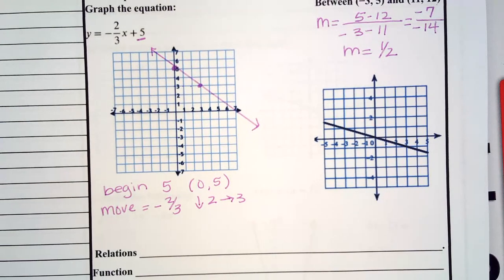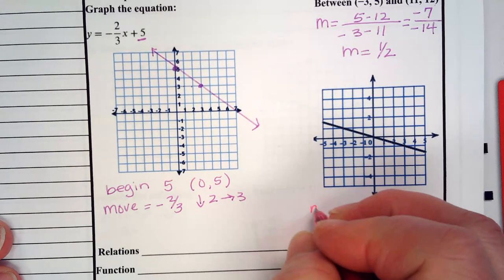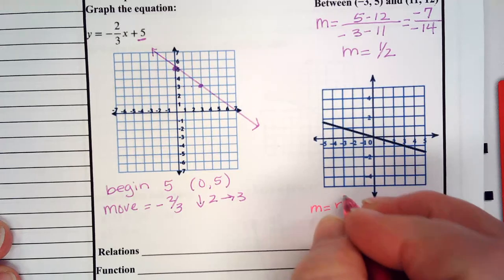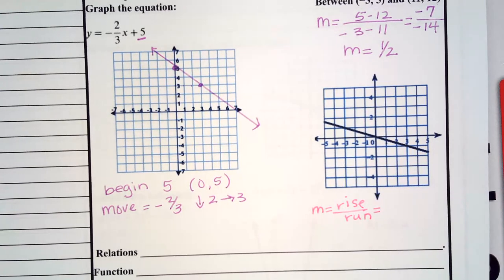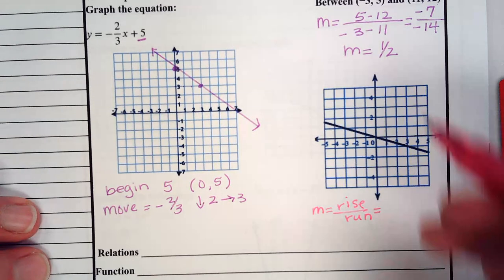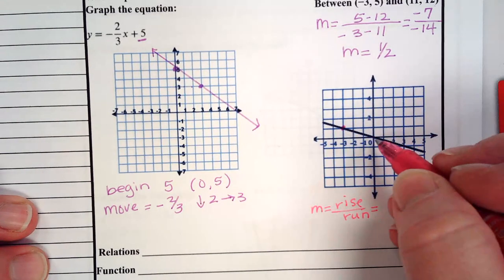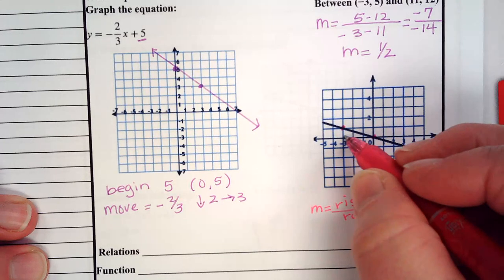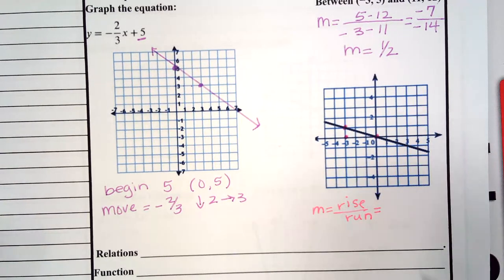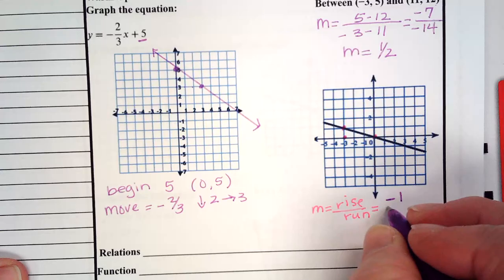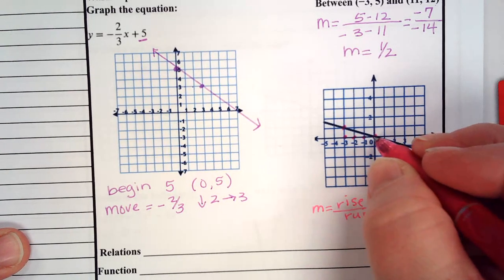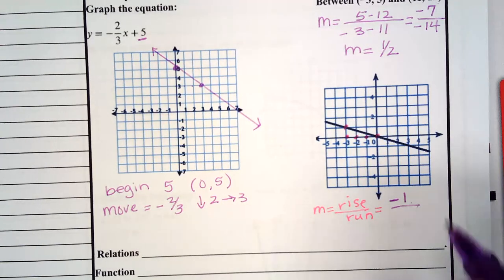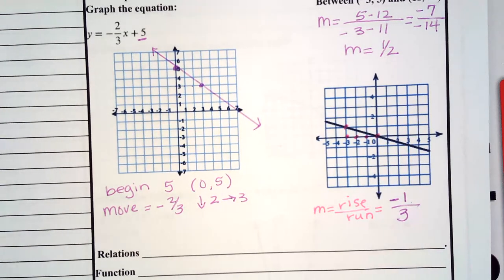For the last one, our slope is rise over the run. Okay, so I've got to count. Here's a corner of the box. Here's a corner of the box. I go down 1. So that is negative 1 over 1, 2, 3. So that is negative 1/3.